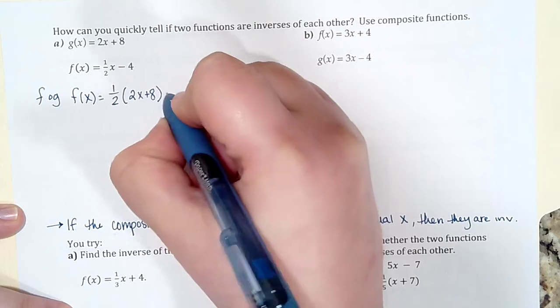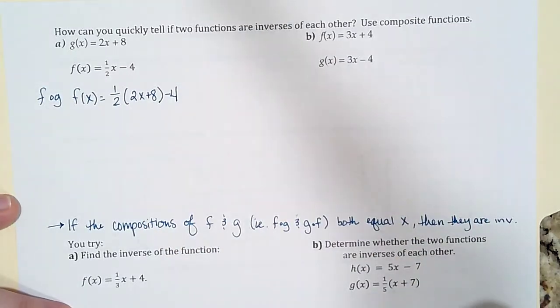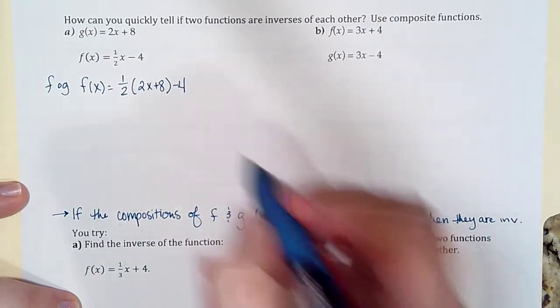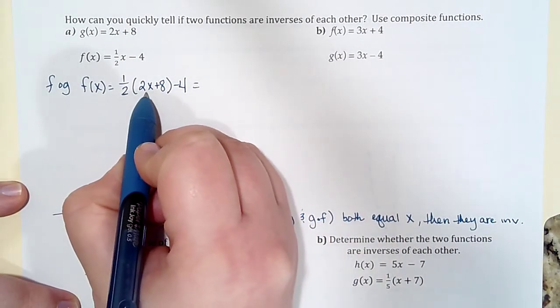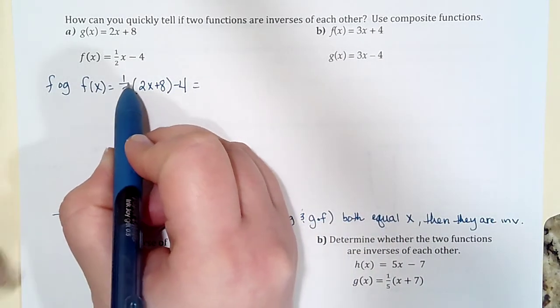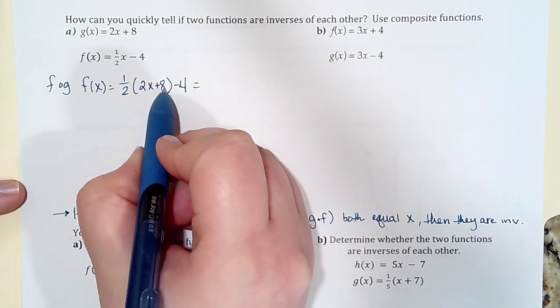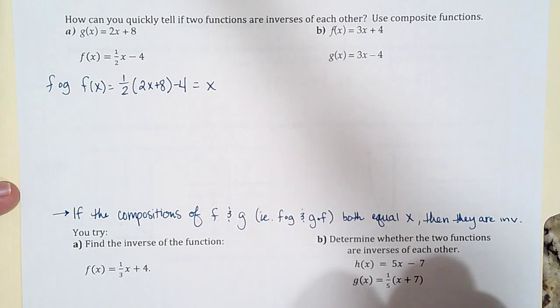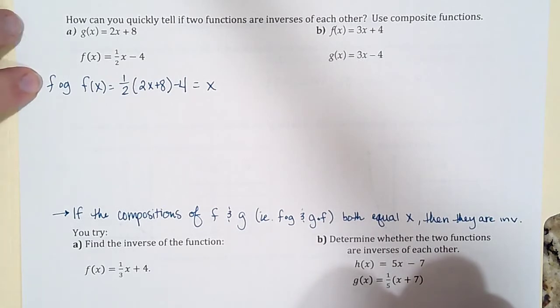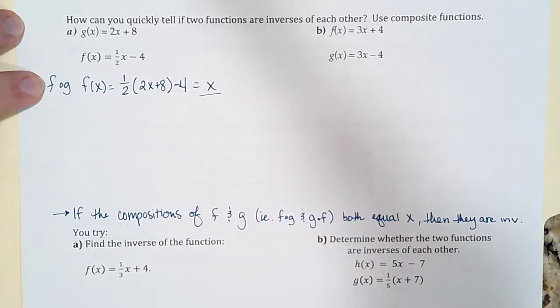2x plus 8 gets plugged in. So there I have calculated f of g. And when I simplify it, I get 1/2 times 2x. That's just x. 1/2 times positive 8 is 4. 4 minus 4 is 0. So I'm left with x. Notice the composition for f of g is equal to x.